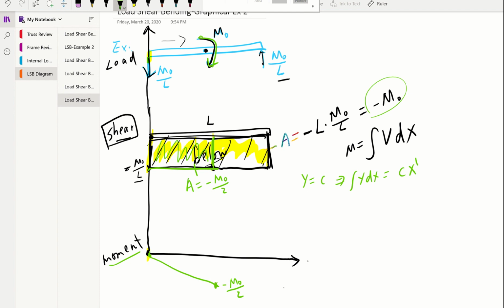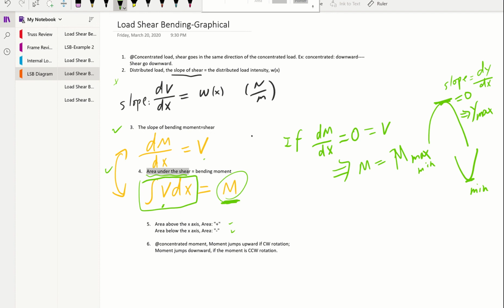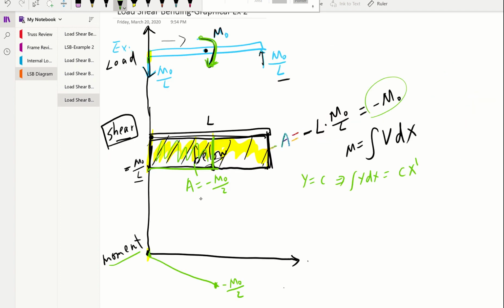Now, we stop in the middle because there is a concentrated moment here. Now let's go back to our rules and see which one is about the concentrated moment, which is our rule number 6. If this is a clockwise rotation, it's going to jump upward. This moment happens to be a clockwise rotation, which means we're going to jump upward from this negative M naught over 2. Jump upward how much? The exact value of this moment. So we're going to jump plus M naught, which lands us at M naught over 2.